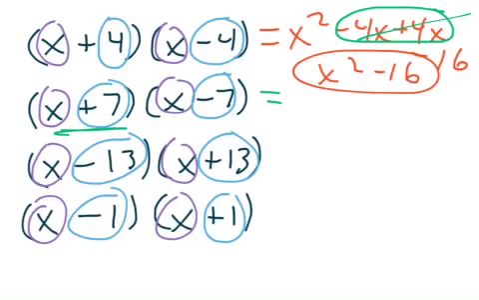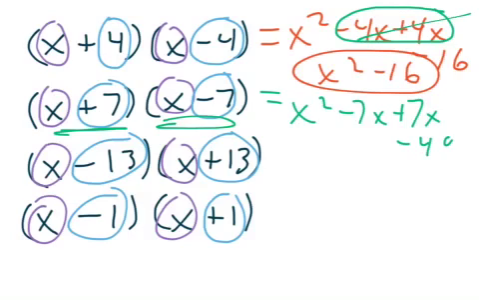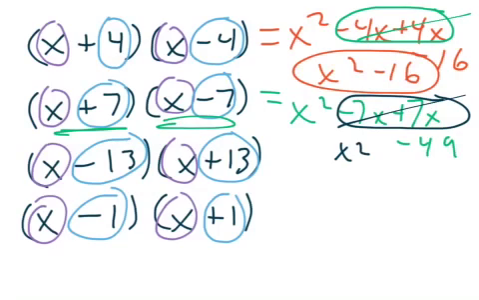If I multiply these two together, I would get x squared minus 7x plus 7x minus 49. Again, notice how in the middle minus 7 plus 7 is 0. So I'm just left with x squared minus 49. Now pause the video and see if you can figure out the next two without actually doing the math.